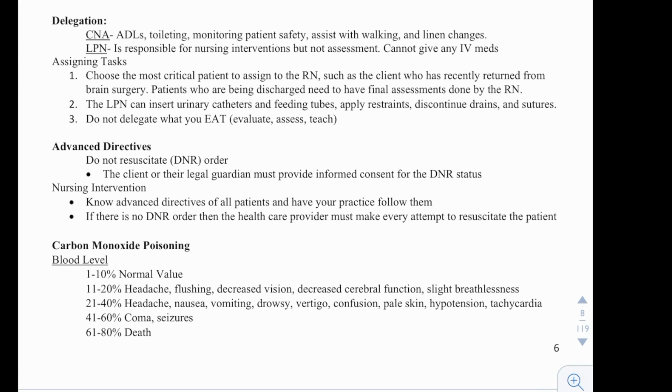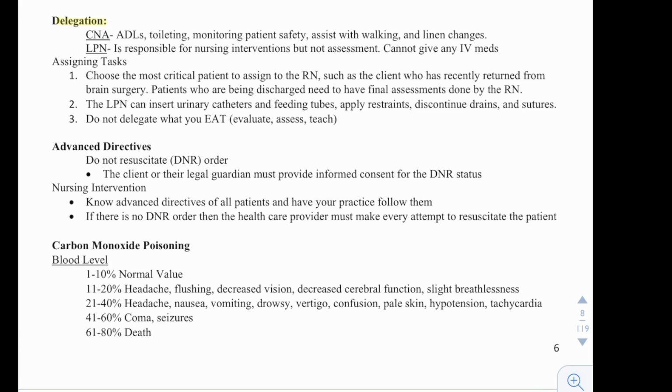So the next thing we're going to talk about is delegation. When we talk about this, you're going to have certified nursing assistants. They can do ADLs, toileting, monitoring, patient safety, and assist with walking and linen change. LPNs are directly responsible for nursing intervention but not assessment. They cannot give any IV meds.